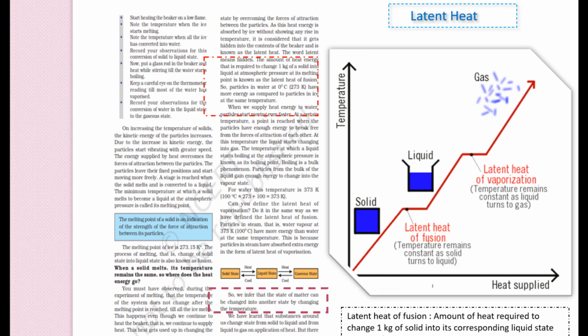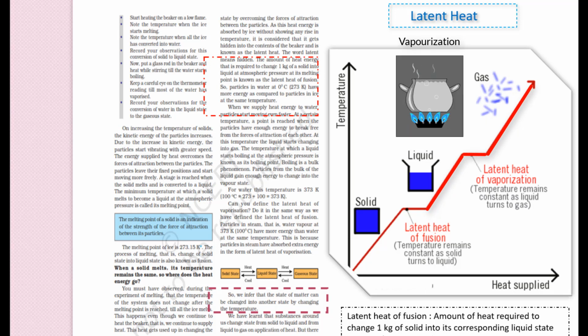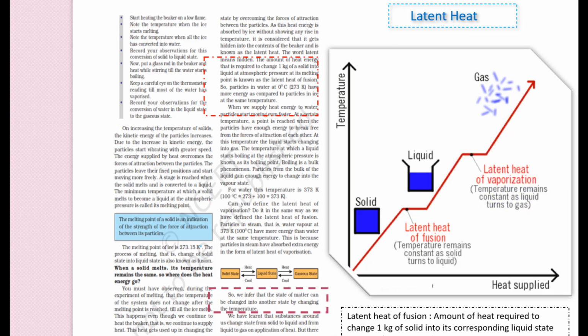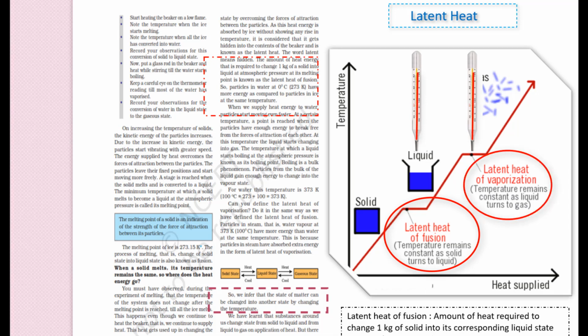Now see the next one. When the liquid is converted to a gas, that is called vaporization. The latent heat in this case is called the latent heat of vaporization. The temperature in the thermometer readings in both the cases, during the latent heat of fusion and the latent heat of vaporization, will remain the same or constant.